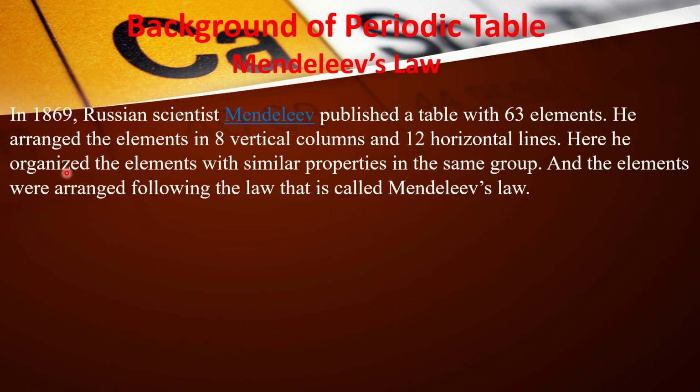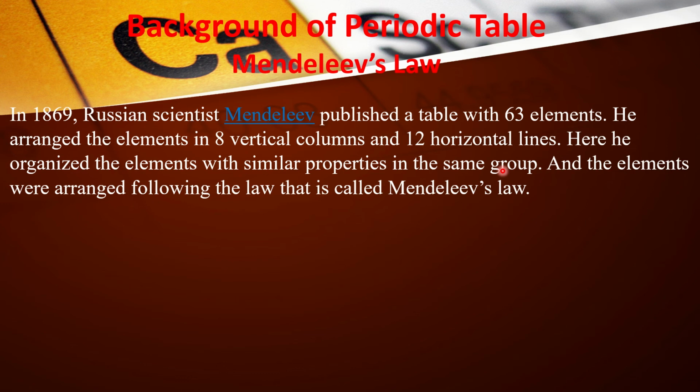After that, in 1869, Russian scientist Mendeleev published a table with only 63 elements, because at that time the total 118 elements were not discovered. There were only 63 elements, and Mendeleev published a table with these 63 elements. He arranged the elements in 8 vertical columns and 12 horizontal lines.